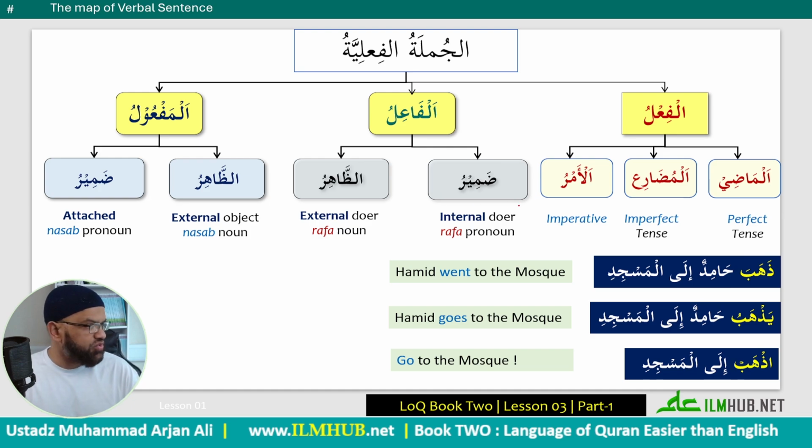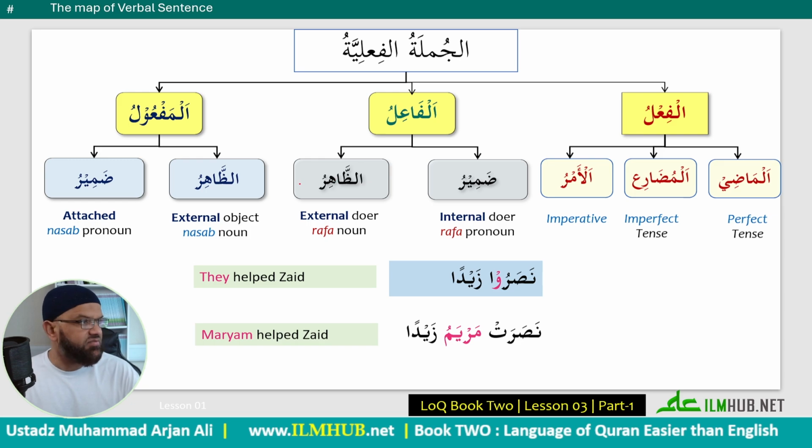We are, of course, using the madi, the past tense, the perfect tense, in this lesson. But the rules that we are learning will apply equally to al-mudari also. So this lesson is about the fa'il or al-fa'ilu, the doer. And there are two types of doer, again, from the introduction. One is the doer is a pronoun. So the pronoun, and we're going to call this one internal doer. Rafa pronoun. We don't have to say that, but internal doer will be fine. Internal doer pronoun will also be fine, but I'll explain to you why it is rafa.